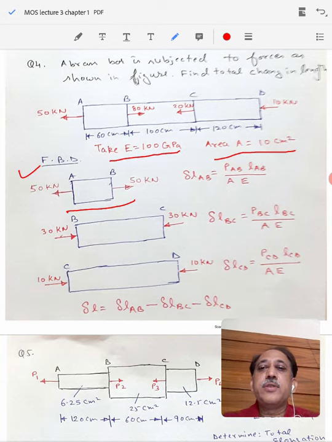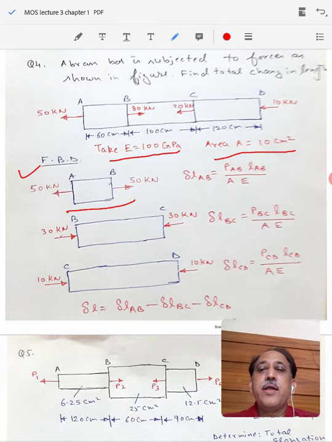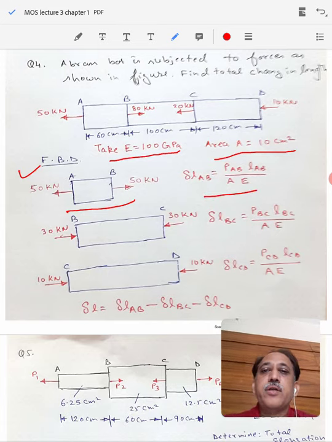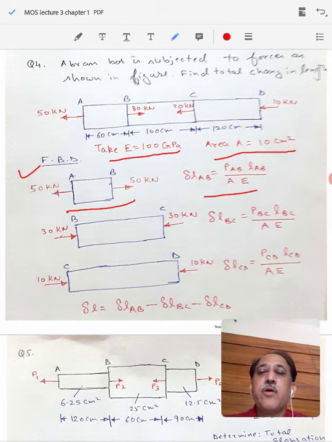Now because this force is of tensile nature, it will elongate this bar, and we can calculate this elongation using the formula delta L is equal to PL by AE. So for the section AB, the deformation will be calculated by taking into consideration the force acting on this section, which is PAB. Here in this case it is 50 kilonewton, so 50 into 10 to the power 3.